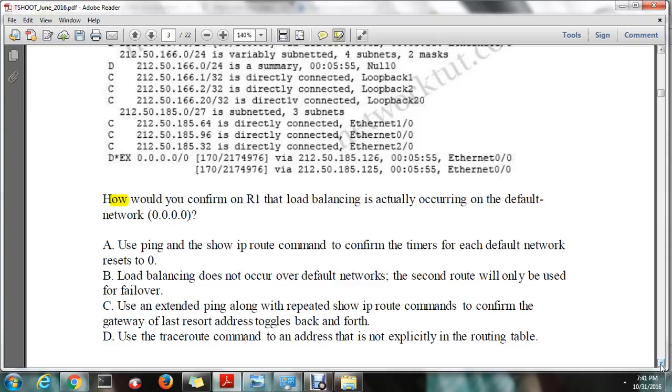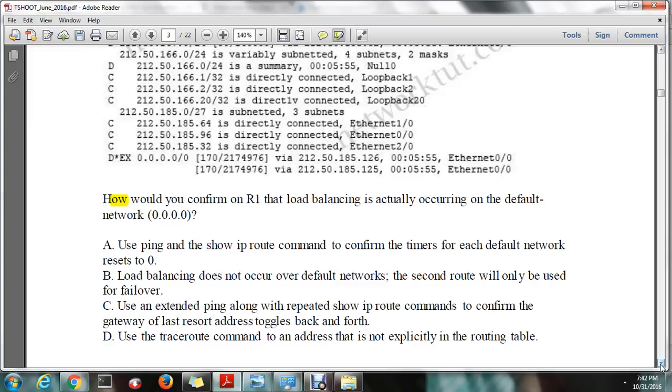See, load balancing will occur for a default network or static route or routes learned through some routing protocols. Default load balancing will occur if two routes were learned in the topology table. Okay, in that show IP route table, if two routes were installed with the same metric, then surely the default load balancing will occur.